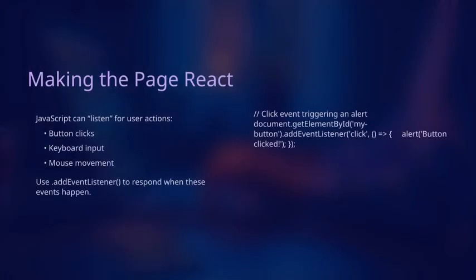The presentation focuses on making a web page interactive using JavaScript. JavaScript can listen for user actions such as button clicks, keyboard input, and mouse movement. The .addEventListener method is used to respond to these events effectively. An example of a click event that triggers an alert is provided for clarity.